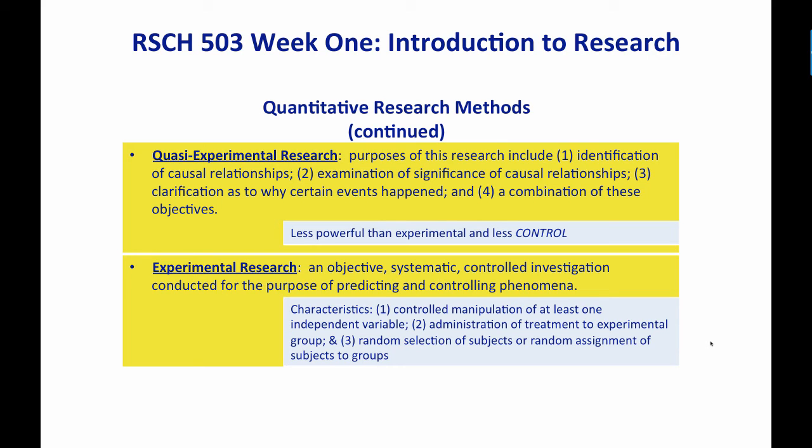The fourth method is experimental, objective, systematic, controlled study for the purpose of predicting and controlling phenomena. Note that this method includes controlled manipulation of at least one independent variable, treatment given to an experimental group, and either random selection of subjects or random assignment of subjects to groups.